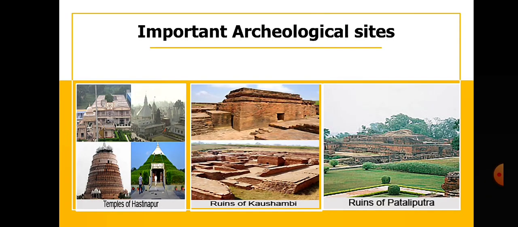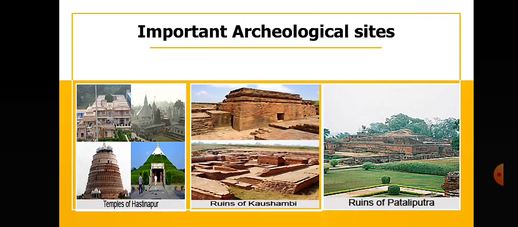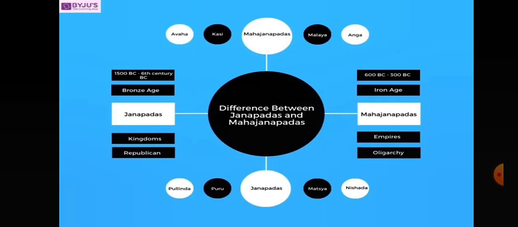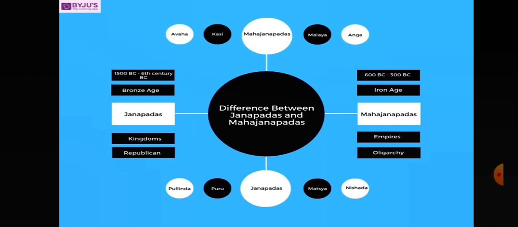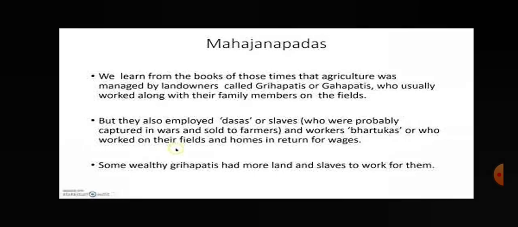These are some of the important archaeological sites that belong to those periods, like temples of Hastinapur, ruins of Kaushambi and ruins of Patliputra. Larger territorial units, or large groups of such villages and towns, were called Mahajanapadas or Big Janapadas.